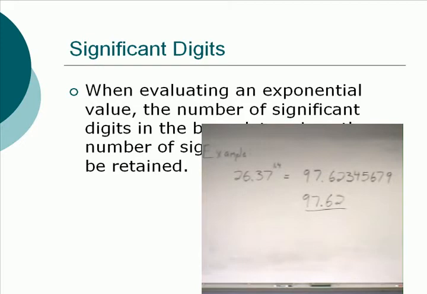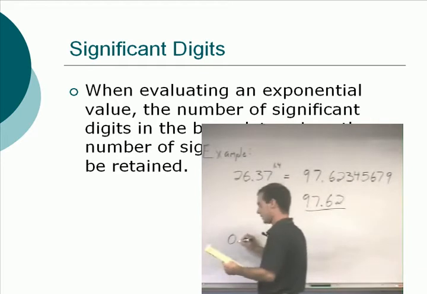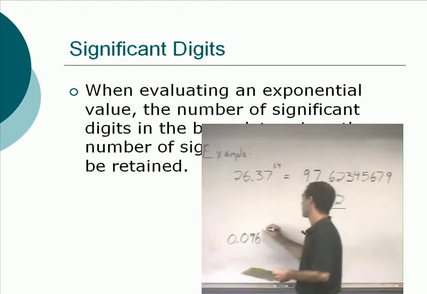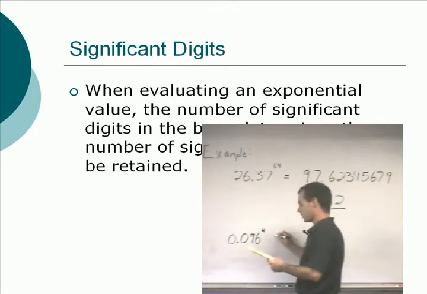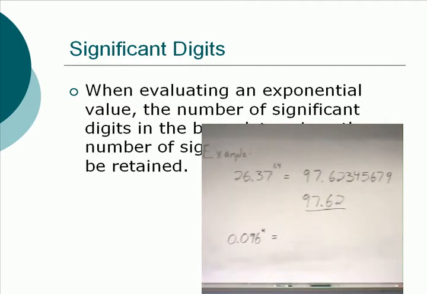One more for practice. I'm going to give you another one. I want you to tell me what the correct answer with the proper number of sig digs would be here. The second one is 0.096 to the fourth power. Take a minute. Calculate the value of 0.096 to the fourth power with the proper number of sig digs.